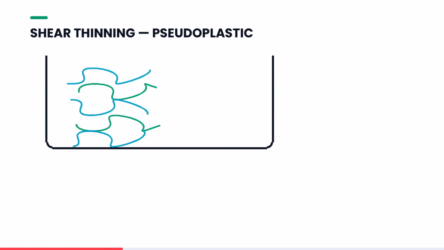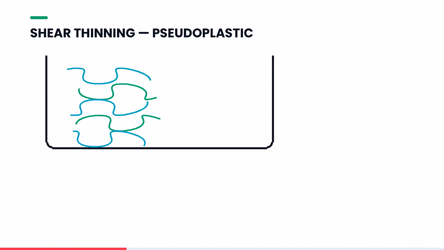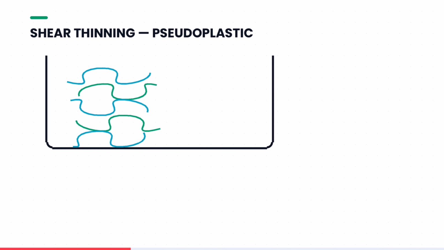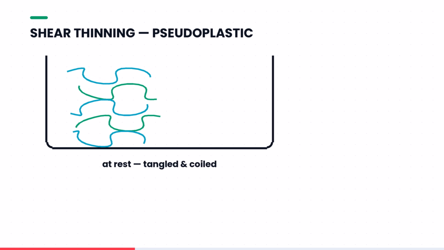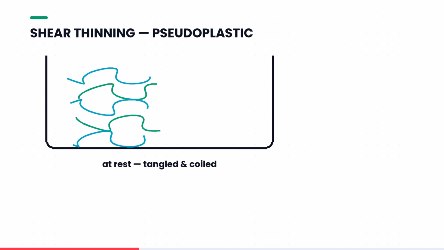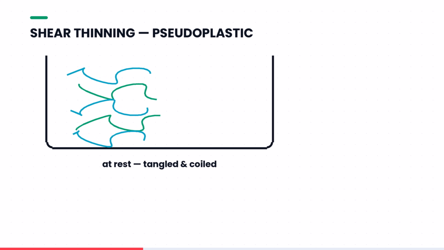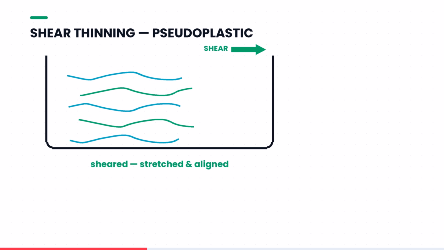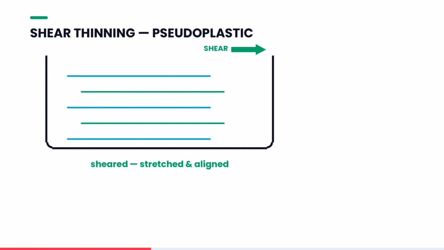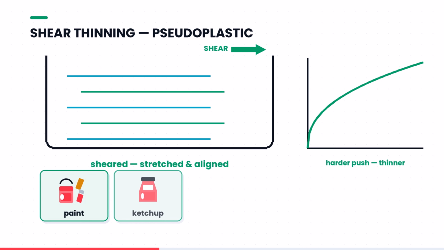The most common behavior by far is shear thinning, also called pseudoplastic. At rest, long molecular chains sit tangled and randomly coiled. They resist flow strongly. Shear them, and they stretch out and line up with the flow. Now they slide past each other far more easily. So the harder you push, the thinner it gets.